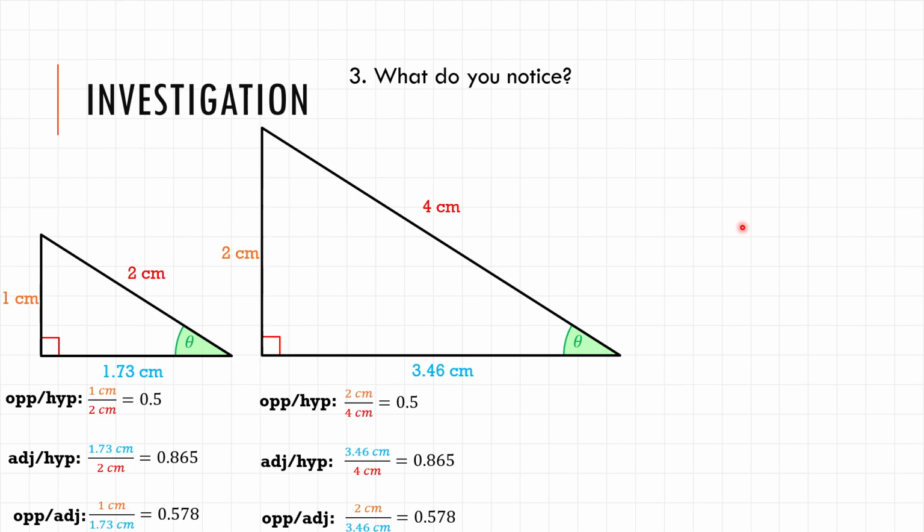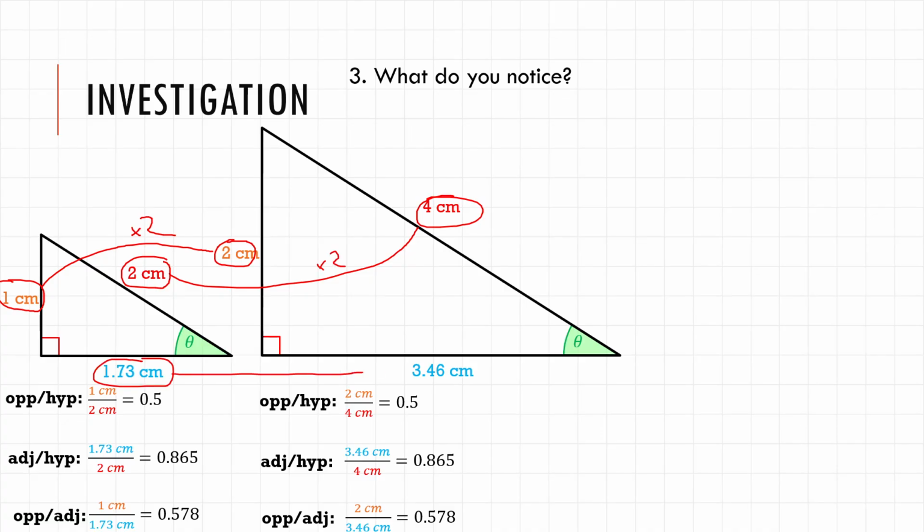Well, there's lots of things to notice in this situation. One thing to notice is that this triangle is double the size of this triangle. All of the side lengths seem to have been multiplied by 2. This times 2 is 4. And 1.73 times 2 gets us 3.46. That's certainly one thing to notice, that these two triangles are similar and that this one is just a bigger version of this one.